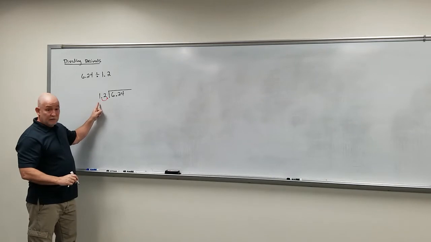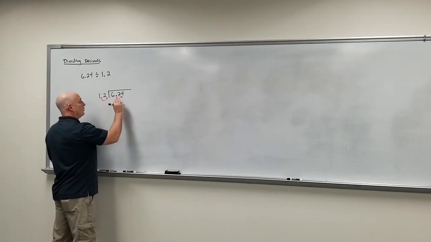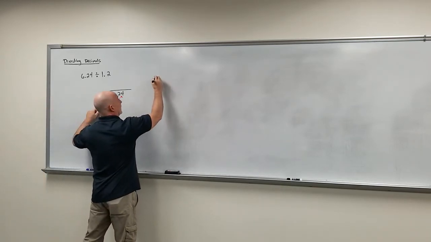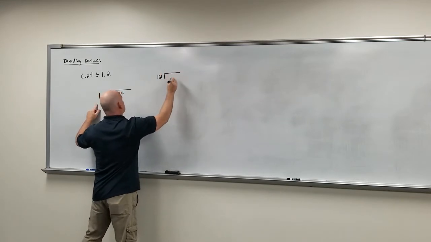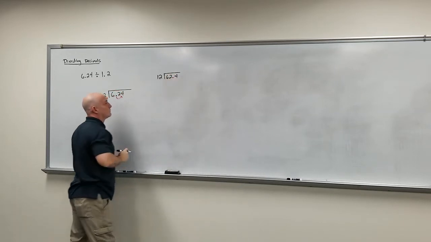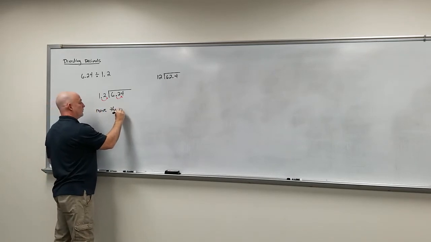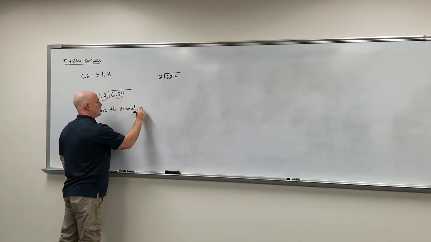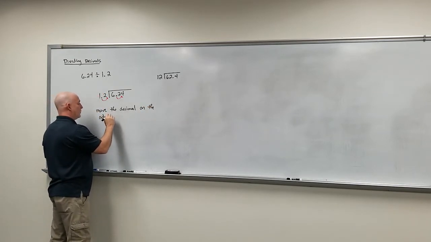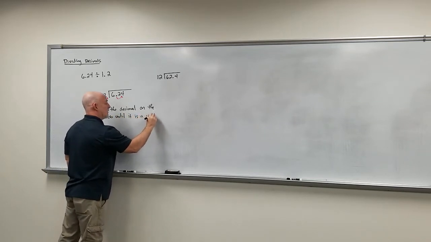But however many places I move it on the outside, I have to also do it on the inside to kind of compensate for it. So I need to move that decimal over to there. So now when I rewrite this, I'm going to write this on the outside as 12 into 62.4. So our first step is we want to move the decimal on the outside until it is a whole number.